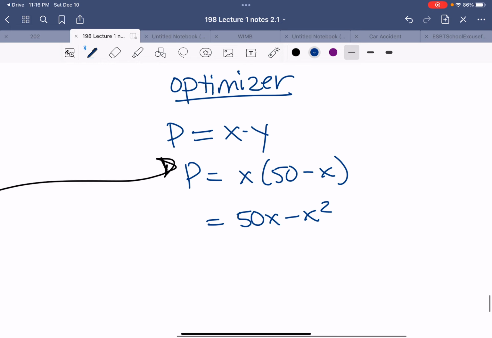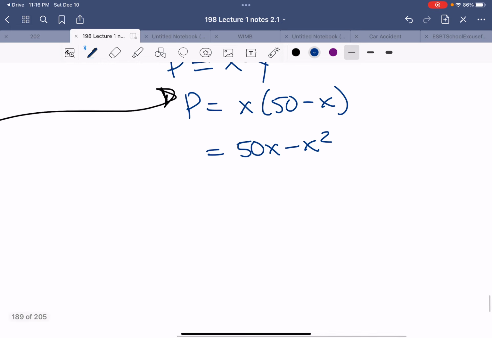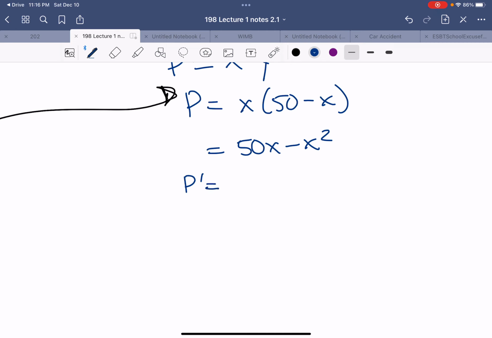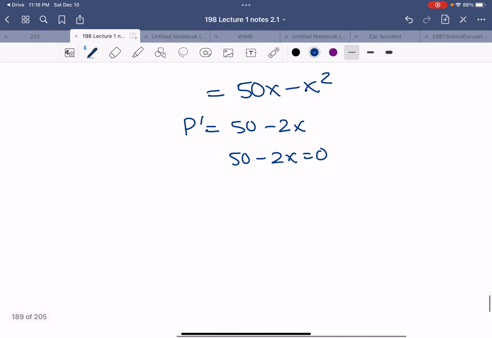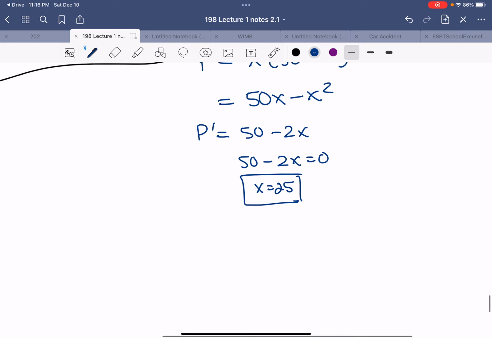Now this is the optimizer. I'm trying to find a max here. So I want to take the derivative and set it equal to 0 to find a max. So 50 minus 2x. And I'm setting that equal to 0. And if I add the 2x to the other side and divide by 2, that gives me x equals 25. So that's my first number.